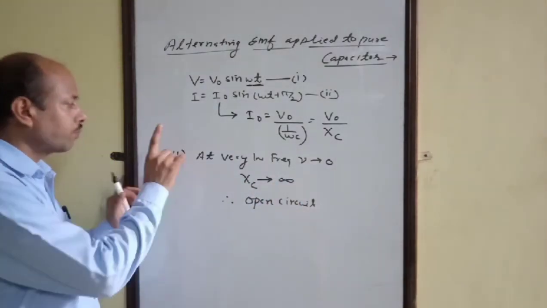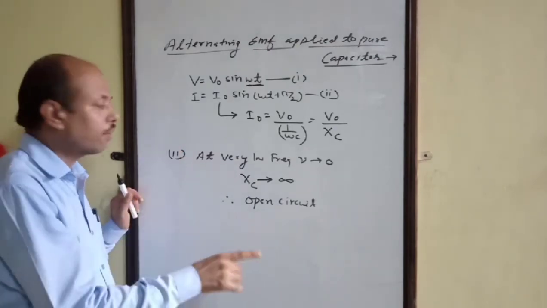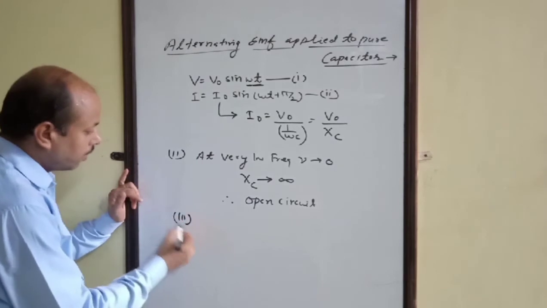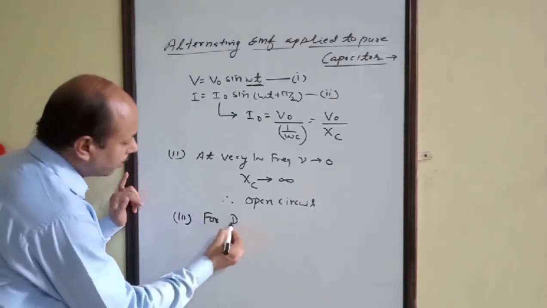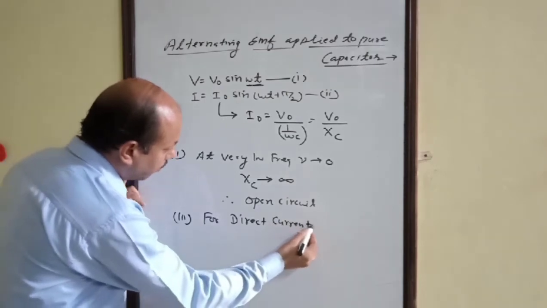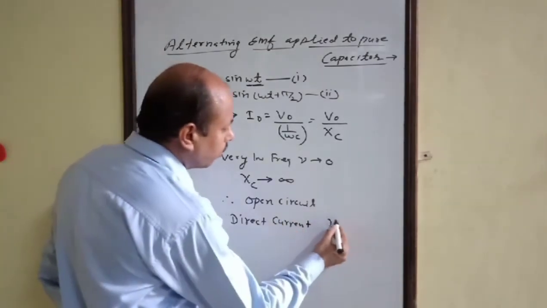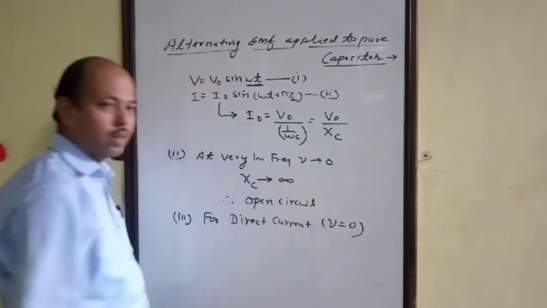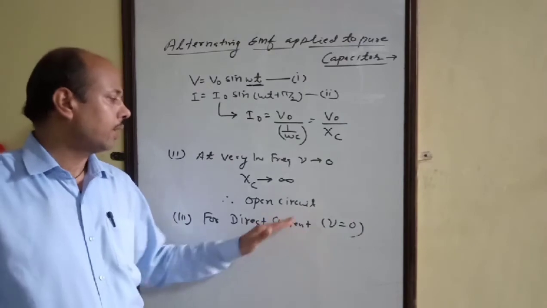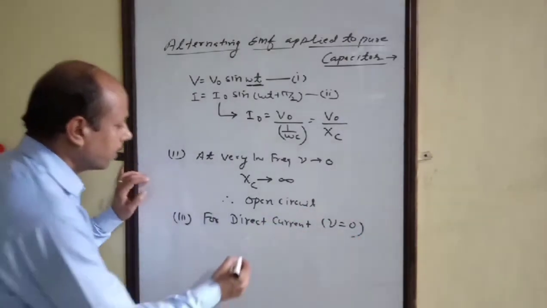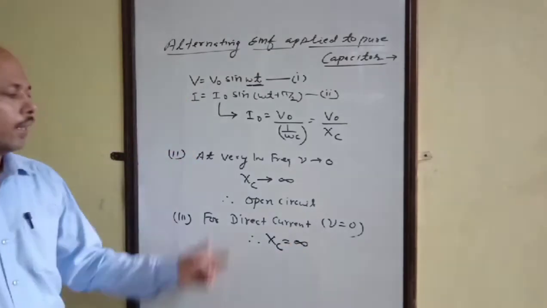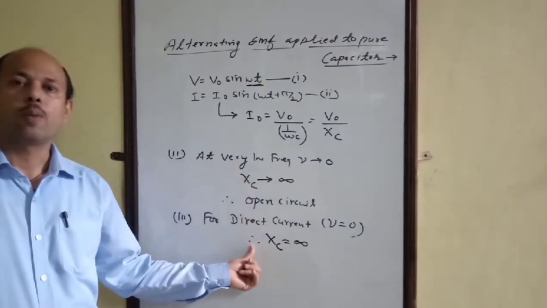So this is the discussion. First, at very high frequency, now at very low frequency. Third, for DC, if we talk about direct current, for DC the nu is 0. We have already discussed in the previous class, nu equals 0 for DC. Direct current frequency will be 0. Therefore, Xc will be exactly infinite, and hence again it behaves like an open circuit.